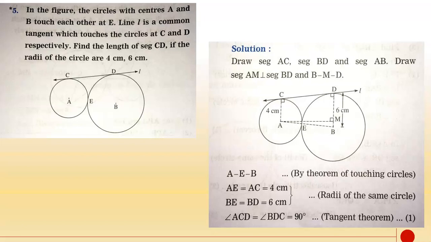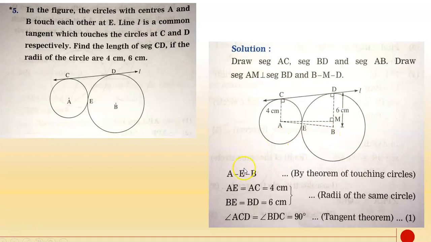Now before we begin, we have to do a small construction over here. You can see we need to draw a segment AC, that is, join A and C. This is radius 4 centimeters. Join BD, this is the radius of the other circle, 6 centimeters. Draw AM perpendicular to BD such that B-M-D. And we have joined AB as well.